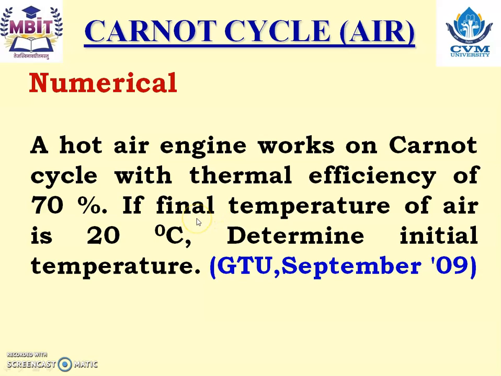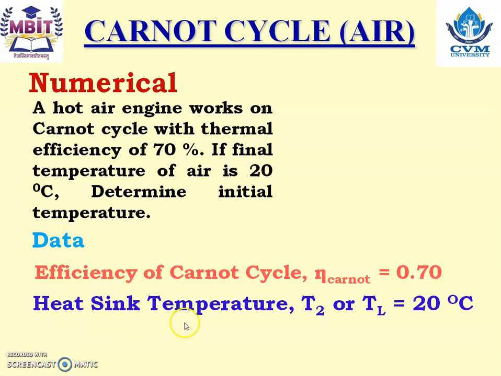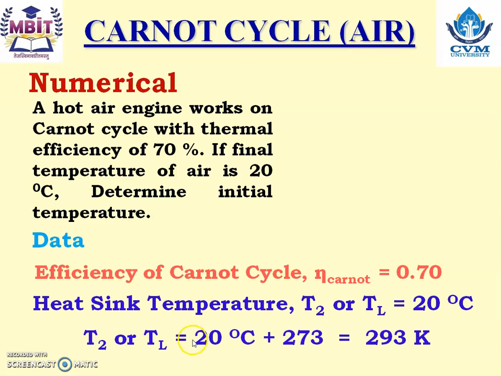Now what do you mean by final temperature? Whether they have given the temperature of heat source or heat sink. Efficiency of Carnot cycle equals 0.7, and as it is the final temperature, it means they have given us the heat sink temperature T2 or TL, equals 20 degree Celsius. Now we are required to convert the temperature in Kelvin. So converting it, we get 293 Kelvin.